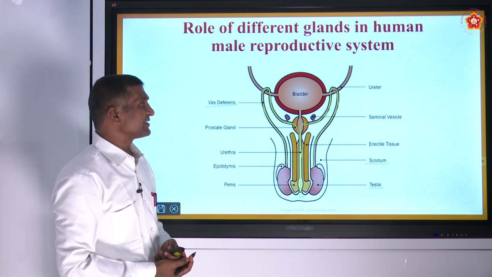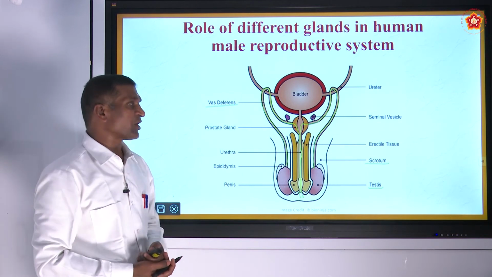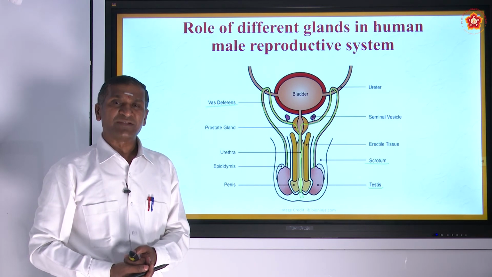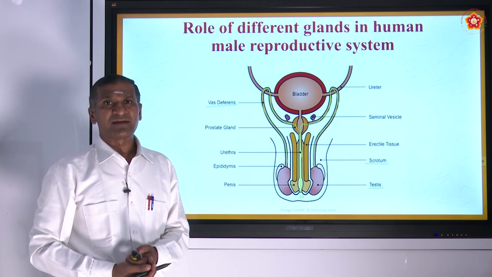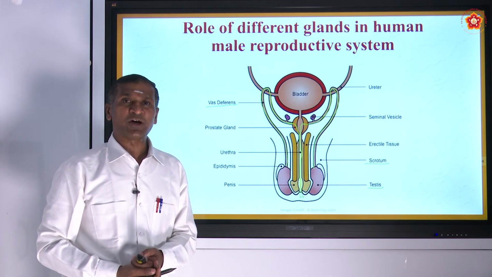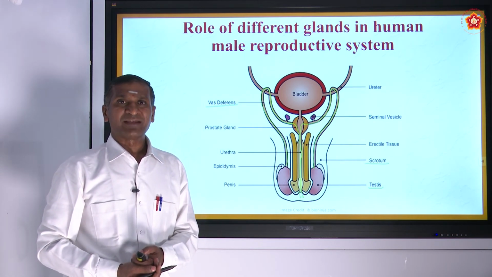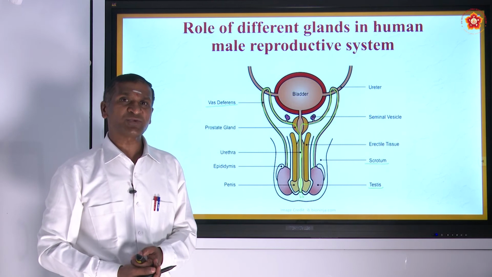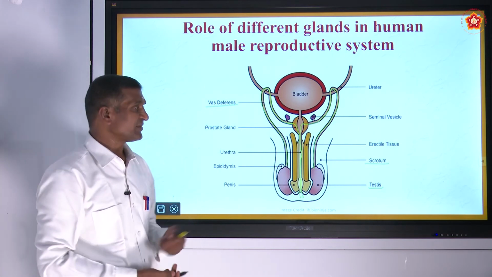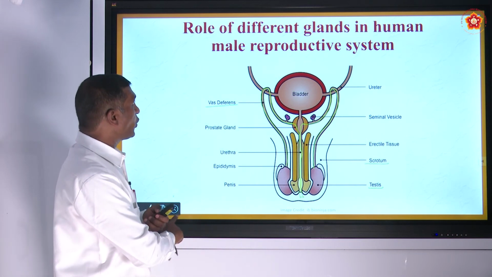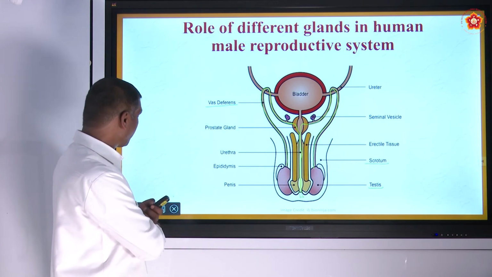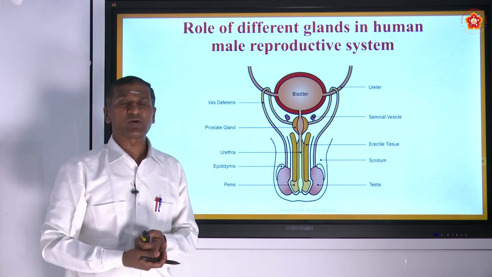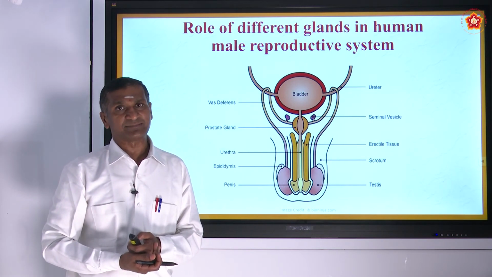The role of the glands, mainly the seminal vesicle and the prostate gland, is to nourish the sperms and make the sperms mobile, easy to get ejaculated, liquefied, and convert it into semen also. This is about the role of different glands in the human male reproductive system. You can even draw this diagram for the male reproductive system.